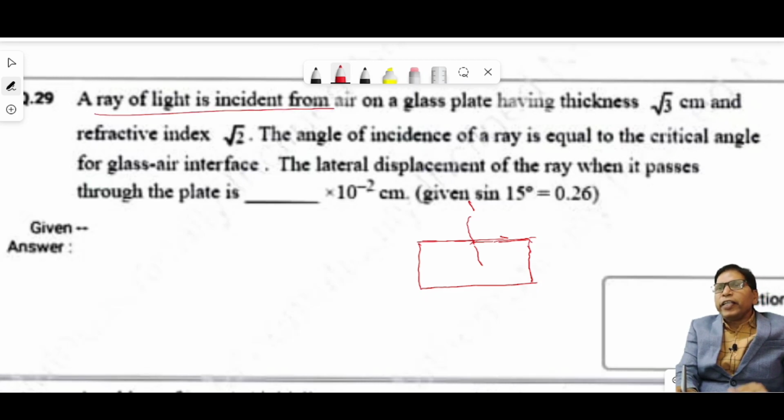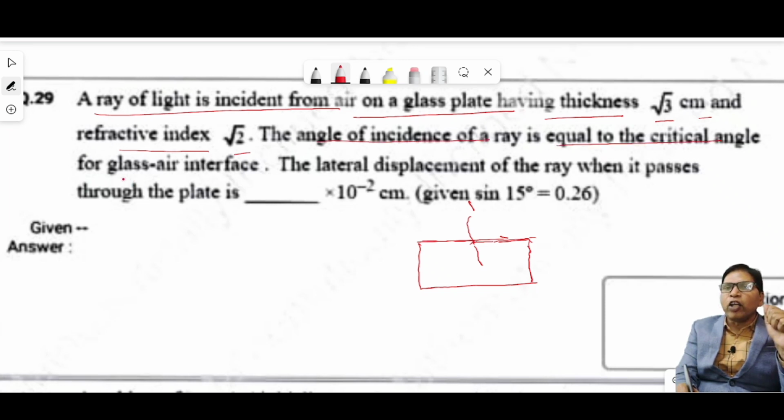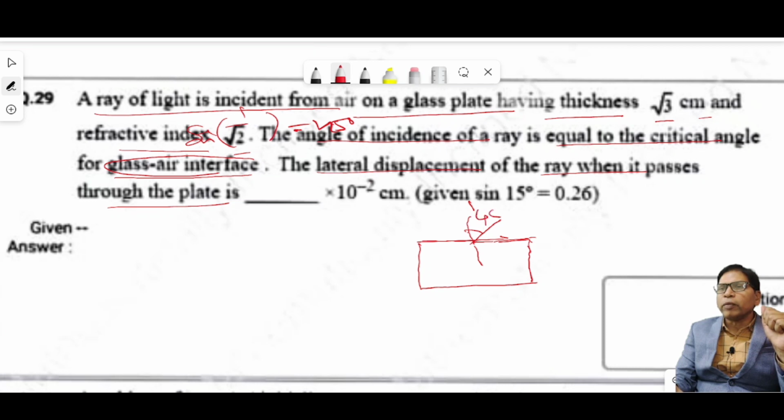Now, a ray of light incident from air to a glass plate having thickness √3 centimeter and refractive index √2. The angle of incidence of the ray equals the critical angle of the glass-air interface. The lateral displacement of the ray when it passes through the plate is? Now, the critical angle of the glass-air medium is sine inverse of 1 by root 2, so this is 45 degrees. Therefore, the angle of incidence is equal to 45 degrees.